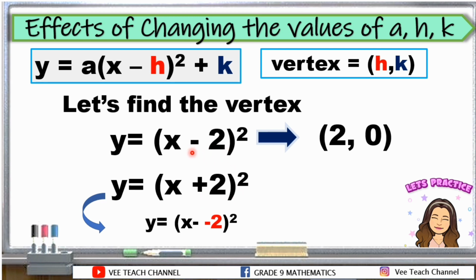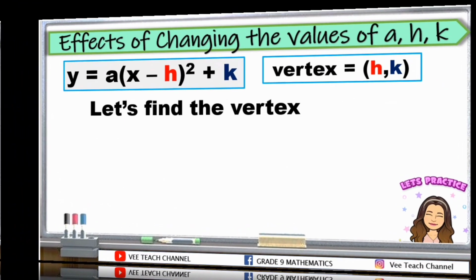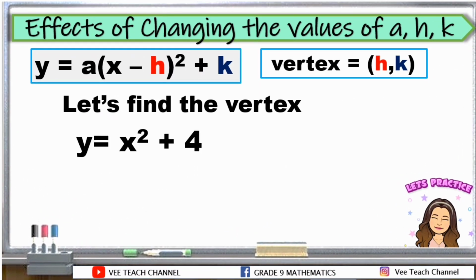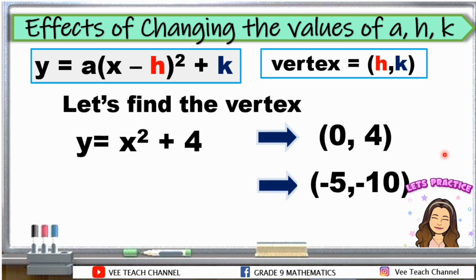Or para mas matandaan ninyo, pag minus yung nakalagay, isipin nyo positive yung h, pag plus, yung h ay negative. Katulad nito, negative 2 and 0. Huwag malilito ha, kasi actually maraming mga students yung nalilito dito sa value ng h. Next, this one, y is equal to x squared plus 4. Ang vertex natin is 0 and 4. Bakit naging 0? Wala tayong h. Tapos ito yung ating k.